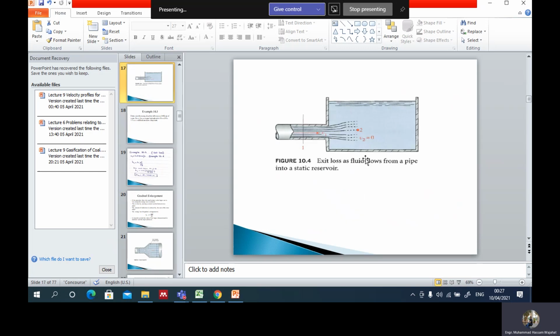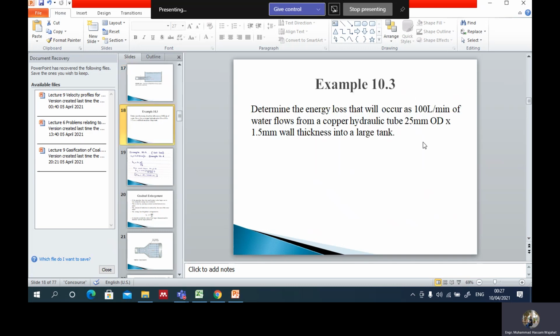This is an example of an exit loss. You can look, a small pipe is going into a large tank or a reservoir. Example 10.3. Determine the energy loss that will occur as 100 milliliter per minute of water flows from a copper tube into a large tank. Simple. Just follow the steps as we did before.